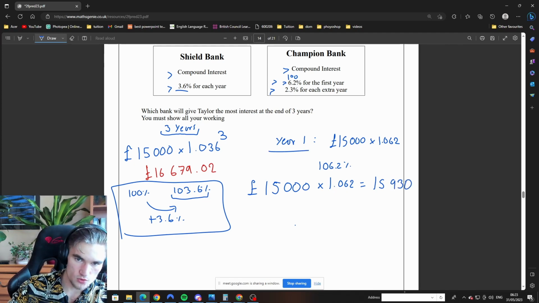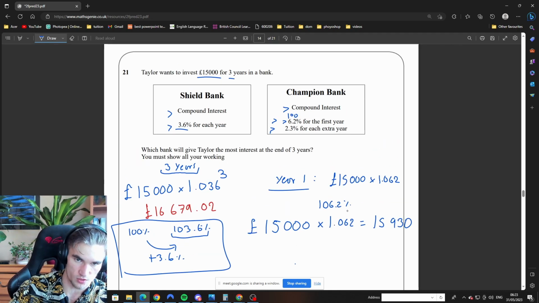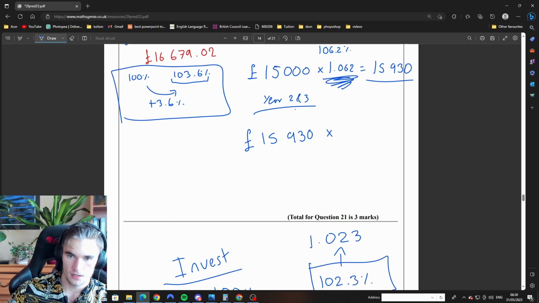Now for year 2, he's going to get 2.3%. We were told in the question that he wants to do it for 3 years, and it says 2.3% for each extra year. So this is the compound interest for year 2 and 3, right? So I need to times this by 1.023, and I need to square it.